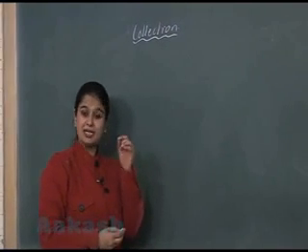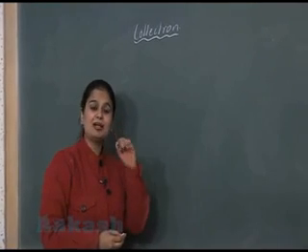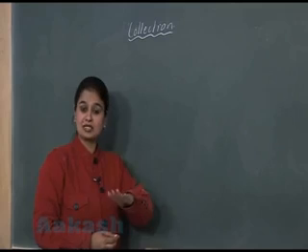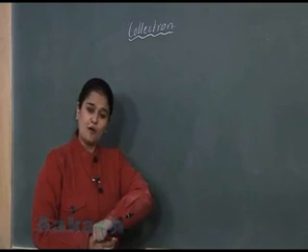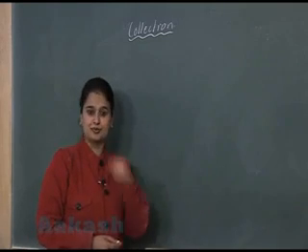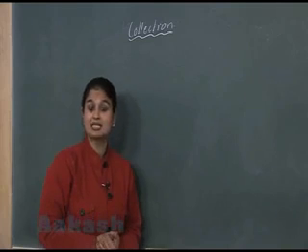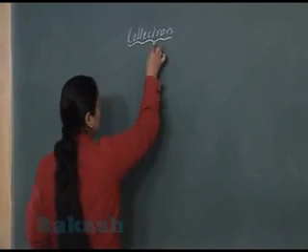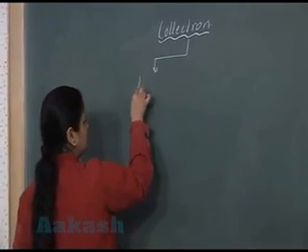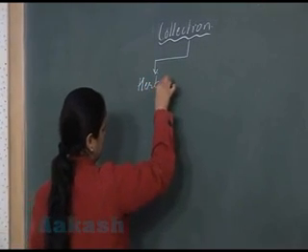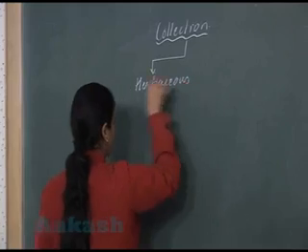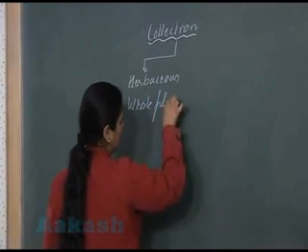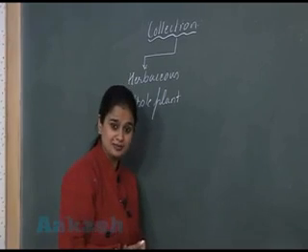For the plant we have to collect, if that plant is a herbaceous plant, a small herbaceous plant, in this case the whole of the plant is removed. Yes, the whole of the plant is collected along with the root system. If it is herbaceous, the whole plant is collected along with the root system.